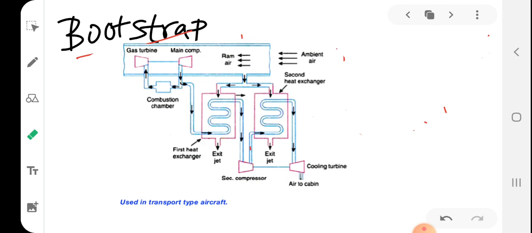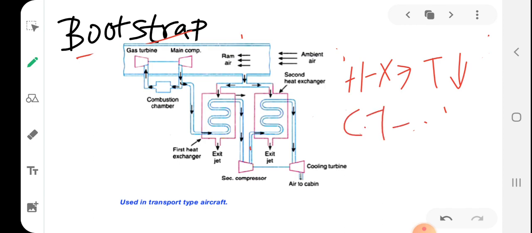So here, students, in heat exchangers, only temperature is getting lower. In the cooling turbine, both the temperature and pressure are getting lower, because we need to lower the pressure. We cannot provide high pressure air to the cabin. We have to maintain that cabin pressure level. That is why we are adding a cooling turbine at the end of the two heat exchangers. By a heat exchanger we can lower the temperature only, but if you want to lower the pressure also, you have to use a cooling turbine.